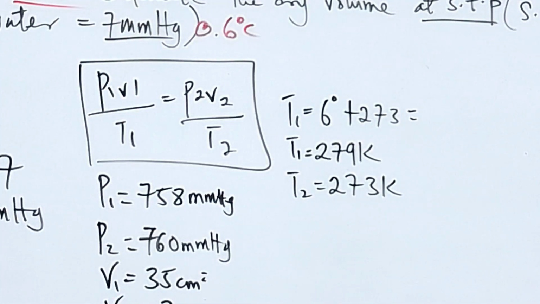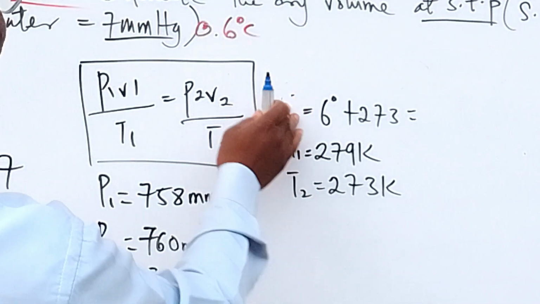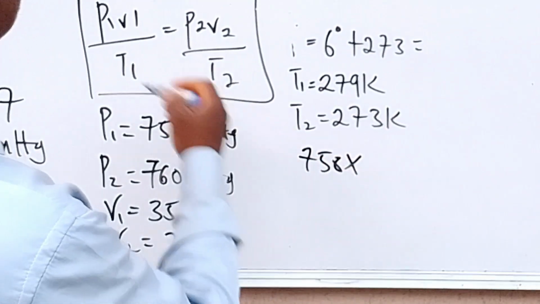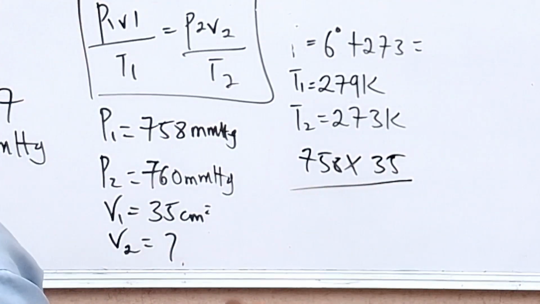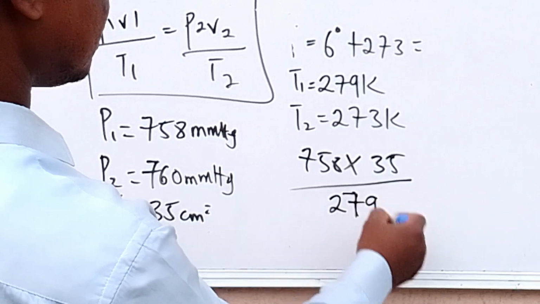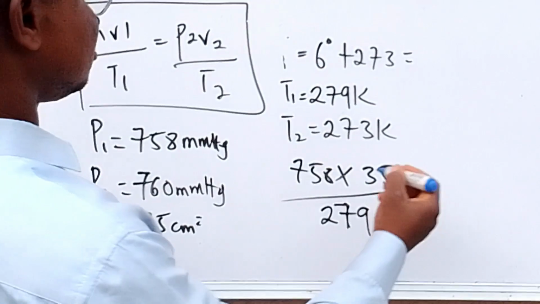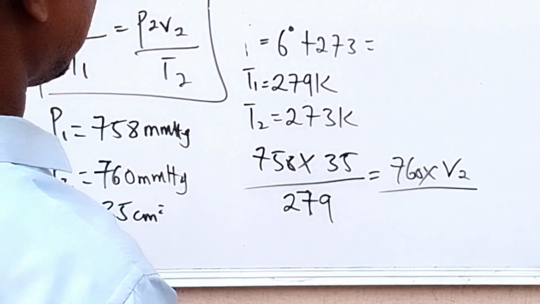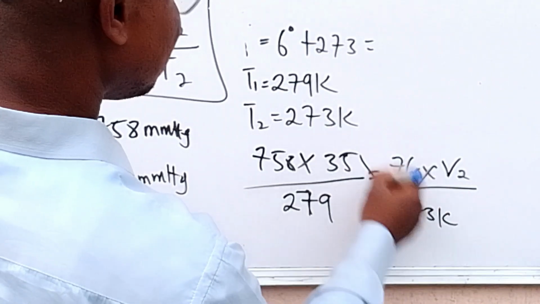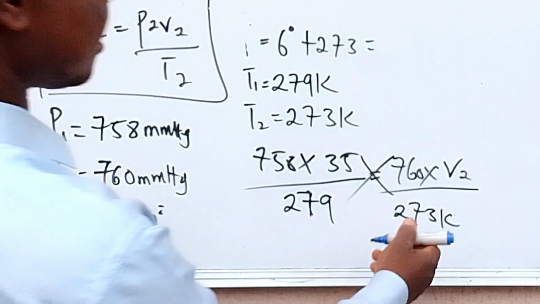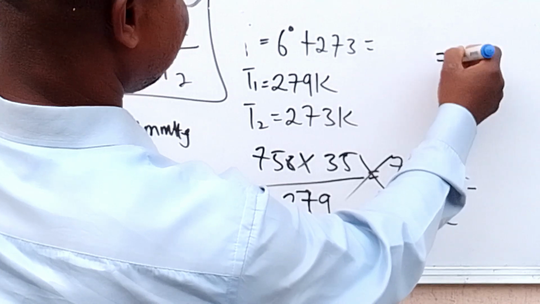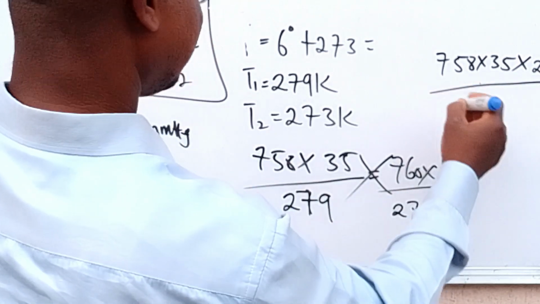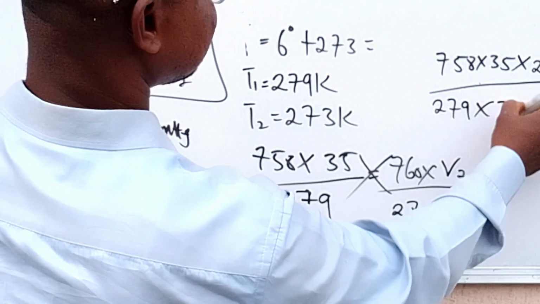Remember, at STP. So what we just need to do now is substitute all the values respectively. Our P1, 758, multiplied by our V1, 35, over our T1, 279, equals our P2, 760, and our V2, that's unknown, divided by our T2, 273 K. So let's cross multiply. We have V2 equals 758 multiplied by 35 multiplied by 273, divided by 279 multiplied by 760.